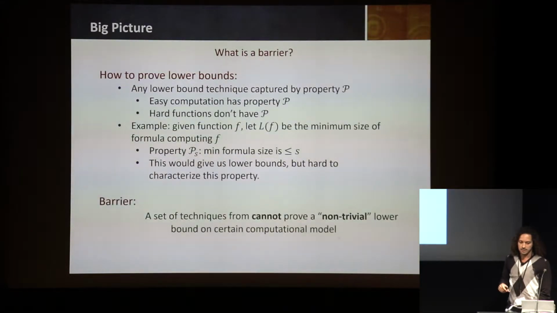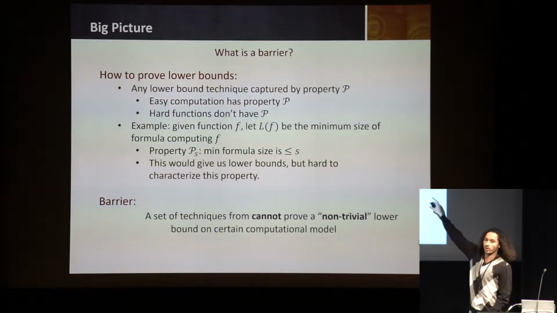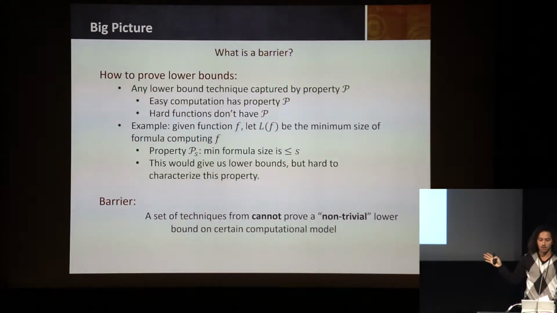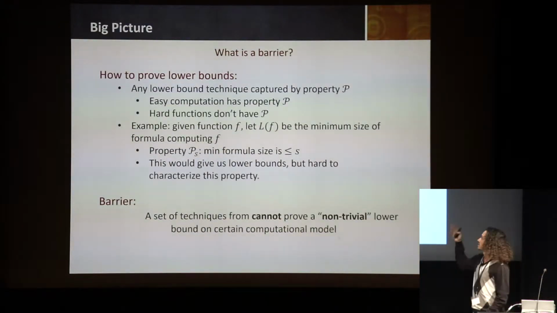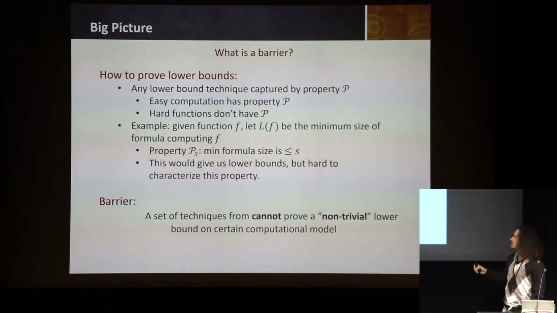But a barrier is the following. A set of techniques, so a technique would be a set of properties P, cannot prove a non-trivial lower bound on a certain computational model. For example, formula size or some other models that we'll see, okay? So a barrier is just saying that certain techniques cannot prove non-trivial lower bounds.